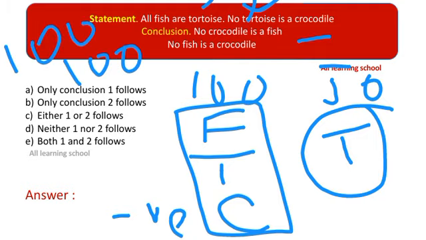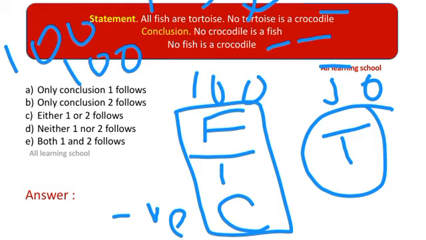Here in the first conclusion, no crocodile is fish. Crocodile expense is 100 and income of crocodile is 100. As income equals expense, so it is correct. And here the fish expense is 100. Now give the value of 100, 100 to both. Fish expense is 100. Income of fish is 100.